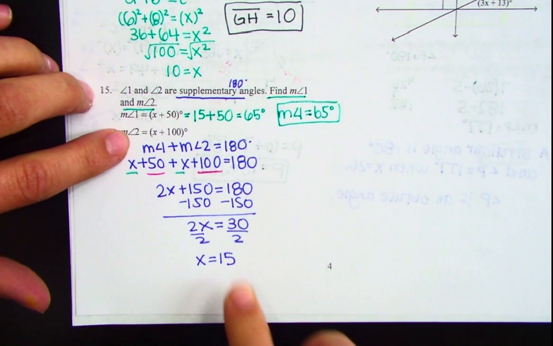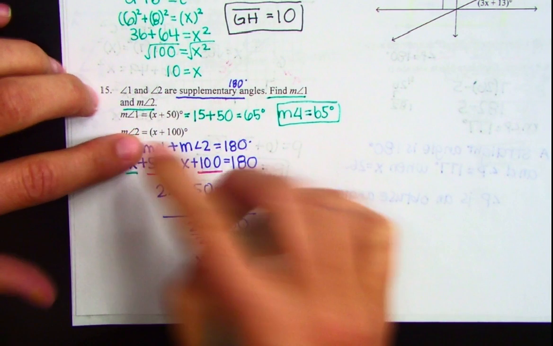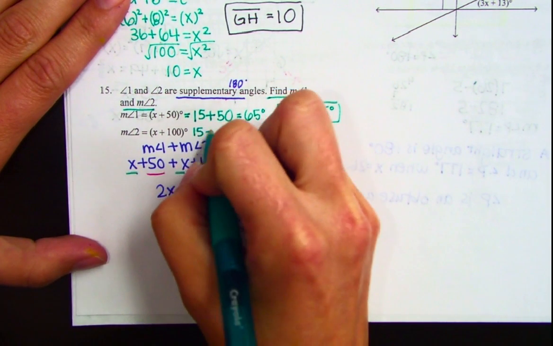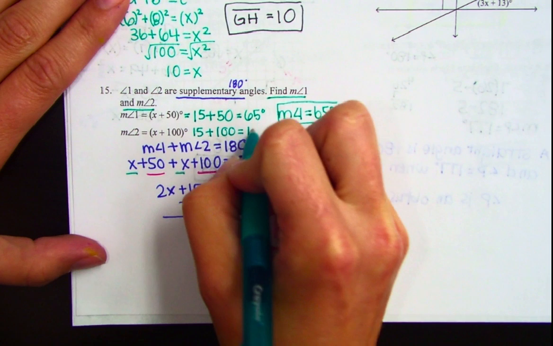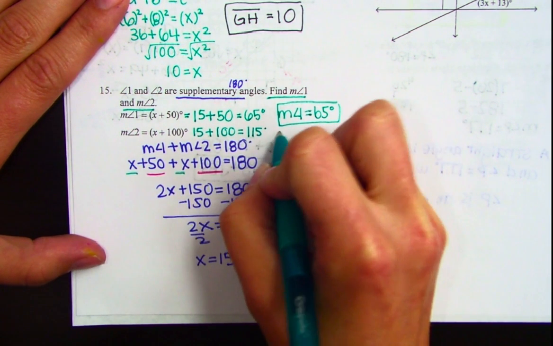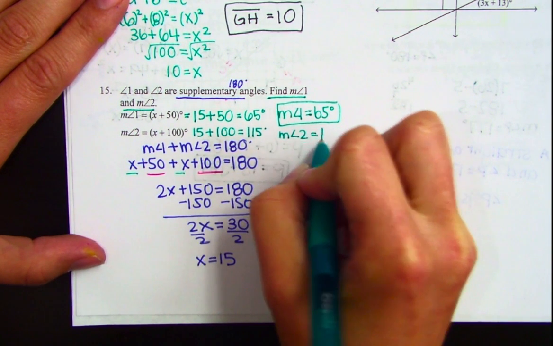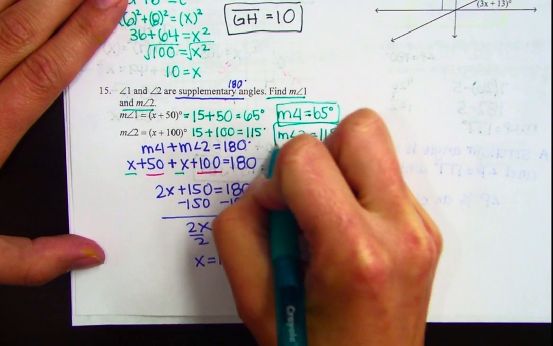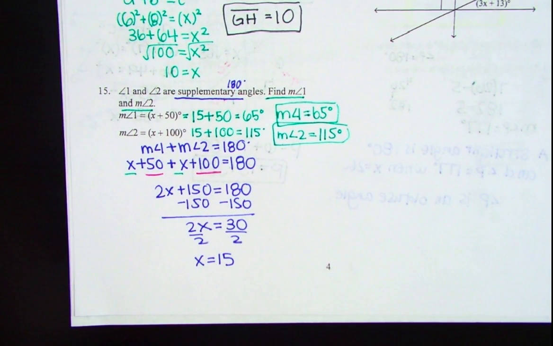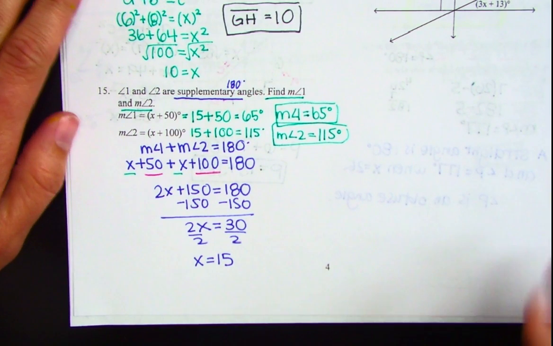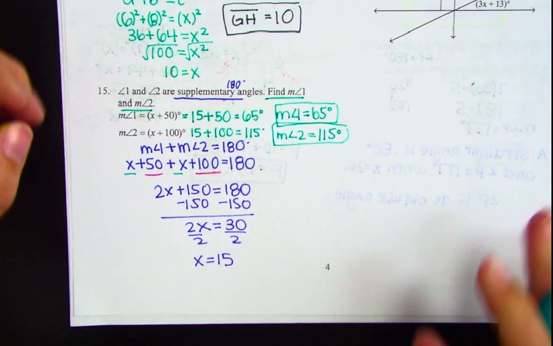Okay, to find the measure of angle 2, I'm going to take 15 and now plug it in here for x. 15 plus 100 is 115 degrees. So the measure of angle 2 is 115 degrees. Those are my two supplementary angles.